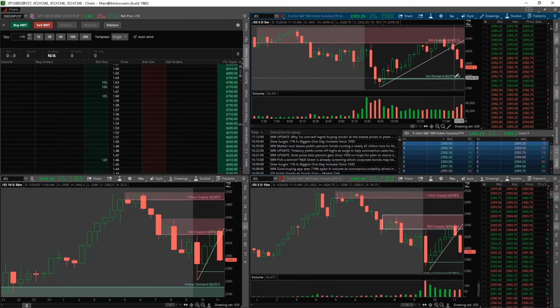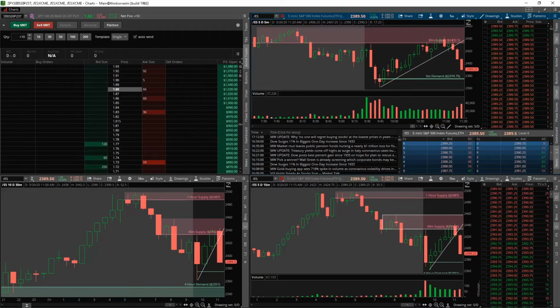Like I said, you need to wait for a reaction. You shouldn't just get in blindly at a supply or demand zone or even a support or resistance zone. You have to wait for a reaction from either buyers or sellers and see who is more interested. That is a key point right there.